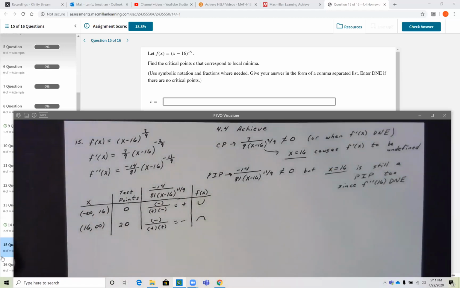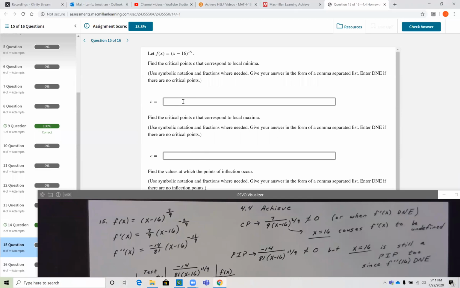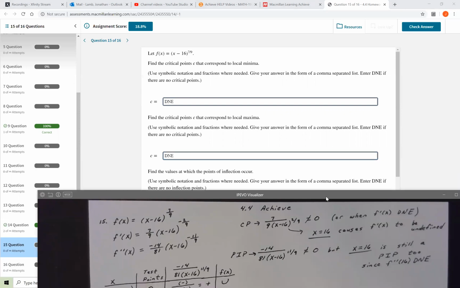So I go back to my problem, and the first question in it is to find any critical points that lead to a maximum or minimum. There is none. So I just say DNE, does not exist. And same thing, there are no critical points that are a maximum, DNE. Remember, in this problem, the only critical point ended up being an inflection point. And in that case, it's not a maximum nor a minimum.